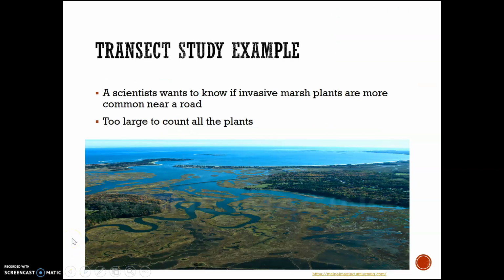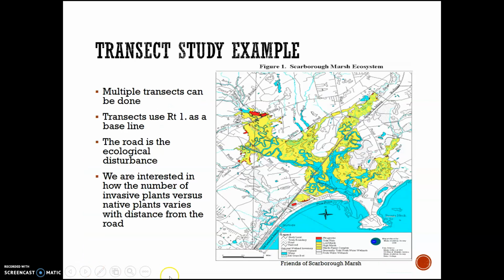So let's talk about an example. So you as a scientist want to know if invasive marsh plants are common near a road. So we've got, this is the Scarborough Marsh. If you guys ever head up Route 1, you could see this marsh. So it's too large to go in and really count all the plants. So we're going to set up multiple transects along the road.